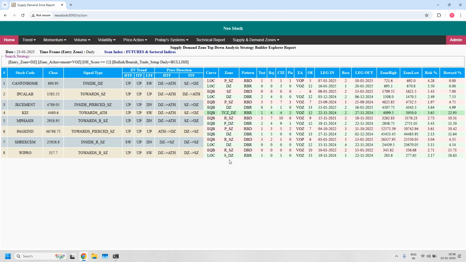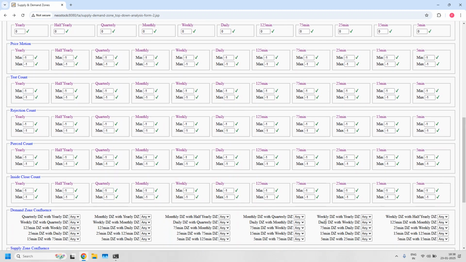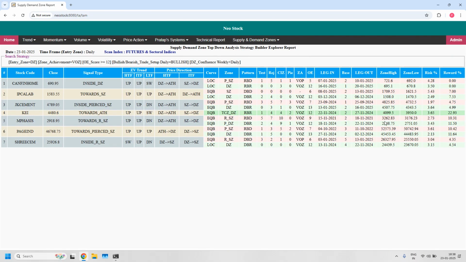So the first filter is LTF and ITF demand zone confluence. That is a daily and a weekly demand zone confluence, LTF is daily and weekly is ITF. So I am enabling the filter daily demand zone with weekly demand zone confluence. With this filter, we got 7 stocks out of 8. In all these 7 stocks, these daily demand zones are overlapped with weekly demand zone. That means they are part of weekly demand zone. That's why if the weekly demand zone is having weekly EMA confluence, they are even more high probability trade setup supported stocks. And also in all these weekly zones, the trend is uptrend, ITF trend.